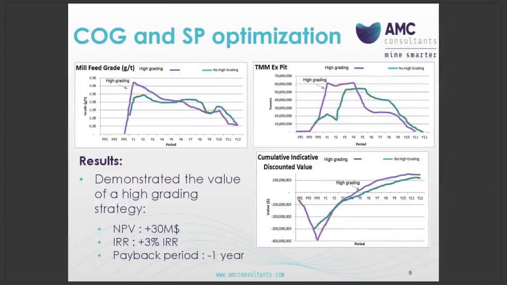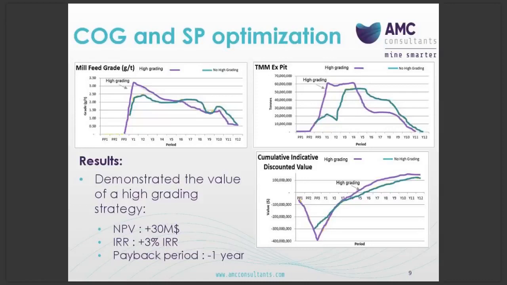And the 3 graphs here show you the results of the 2 scenarios. So the top left-hand side shows you the mill feed grade for the 2 scenarios. The high grade being shown in purple, and the no high grading or constant mill feed shown in green. So as you can see on that first graph, by following a high grading strategy, we're able to produce a higher grade during the first years of operation.